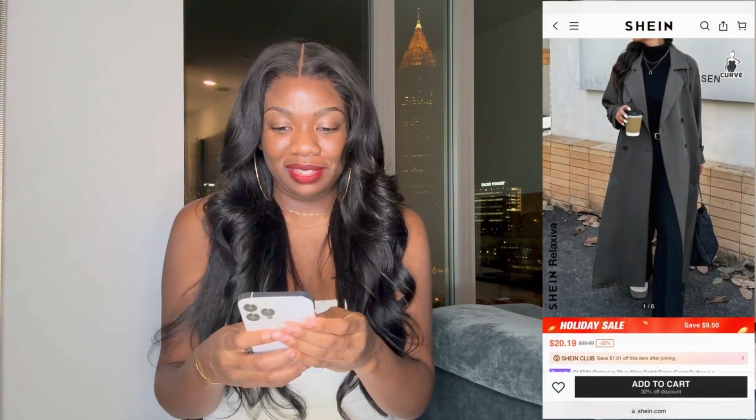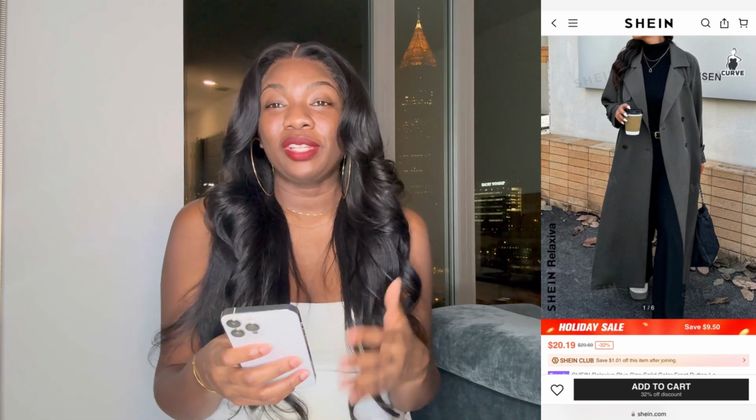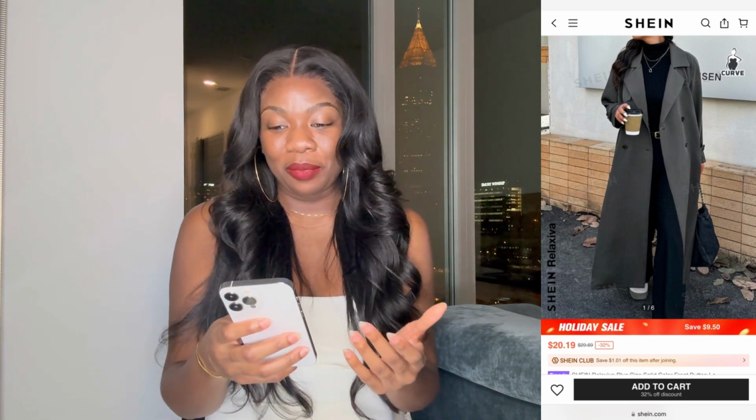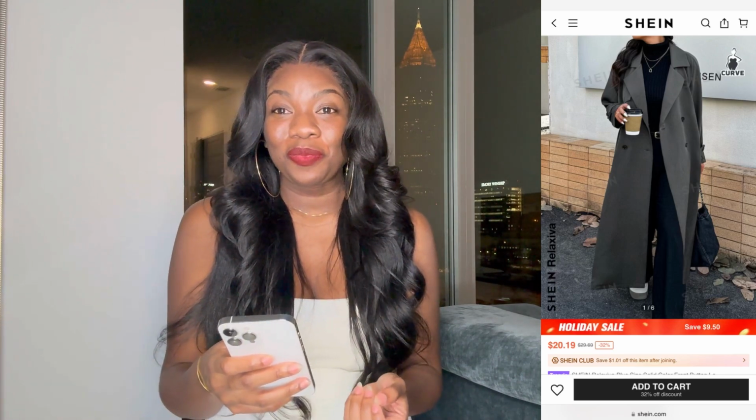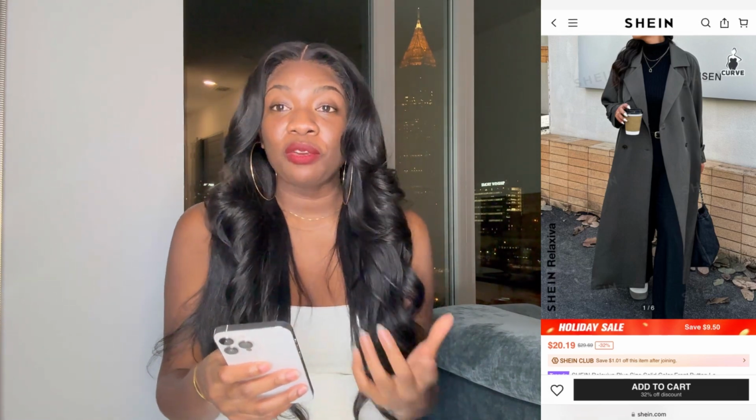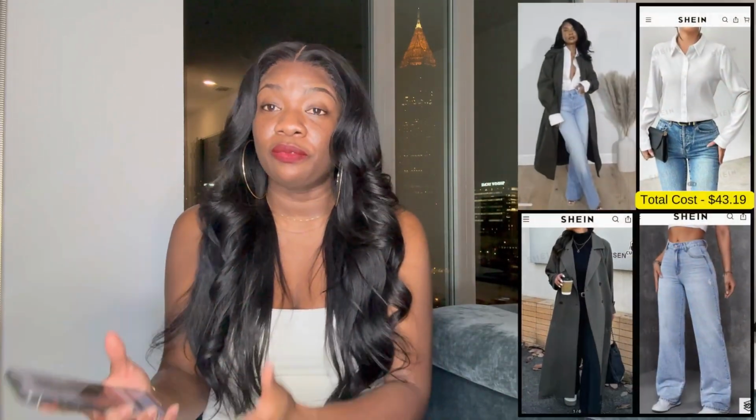And then, oh, I hope I see this jacket because I love this jacket. Let's see. Great. Where's the lady? Here she is. This trench coat is $20.19, right? I absolutely love this trench coat, okay? And that's how you're gonna recreate the look that's on the feed, okay?